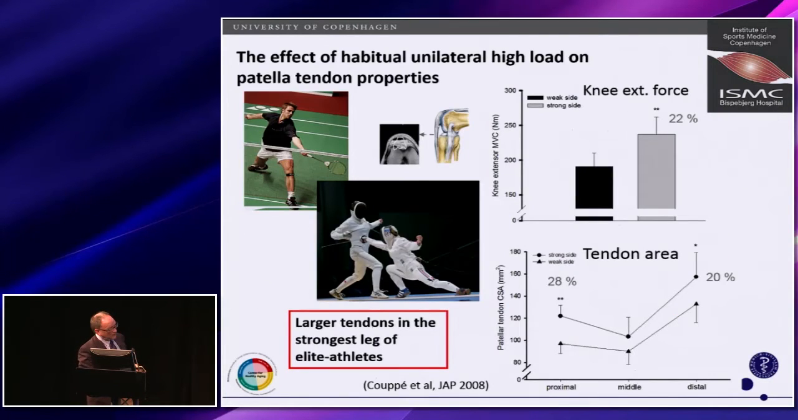A little closer to the argument that there is a training effect is the data from people who do exercises where one leg would be more dominating, for instance in fencing and badminton, where you can find differences between the strength of the quadriceps in the two legs of the same individuals, and you can see that accompanying this difference, you also in 2 out of 3 sites along the patella tendon can find that the leg which is stronger also has a little bit thicker tendon than on the other side.